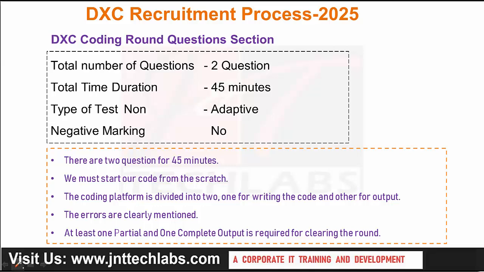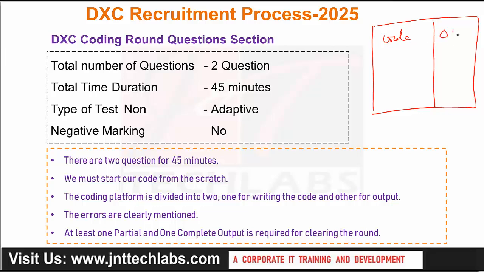It will be like this. There are two parts. One is where we will write the code, and this is the output. So the code will be given. We need to add new lines to that code, right? According to this, the output will come when you run it. There are two areas, and the errors are clearly mentioned, and we need to correct them.